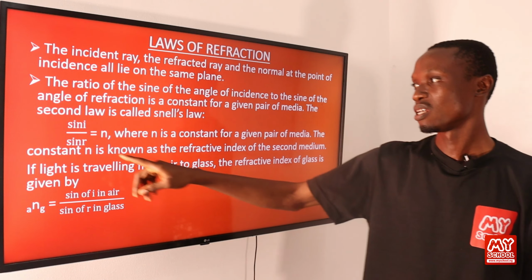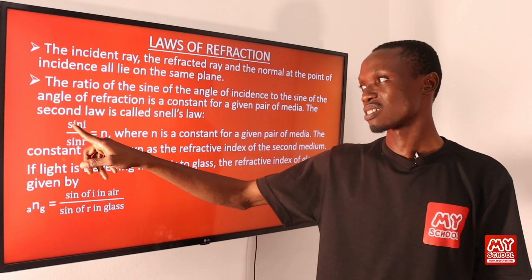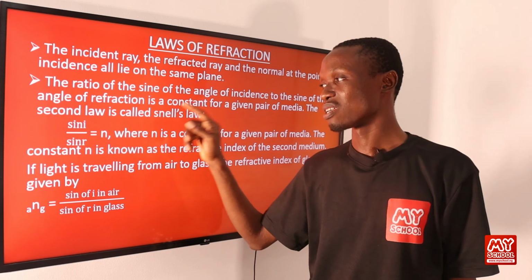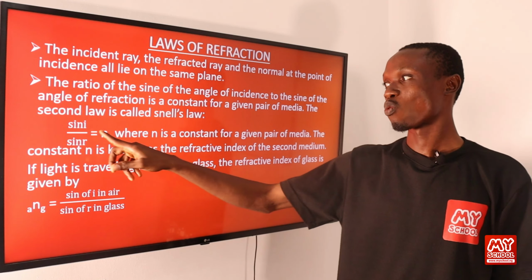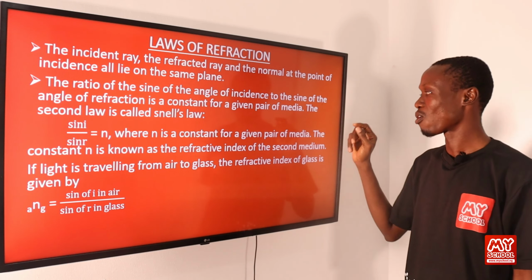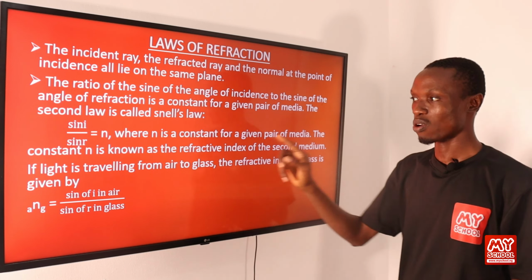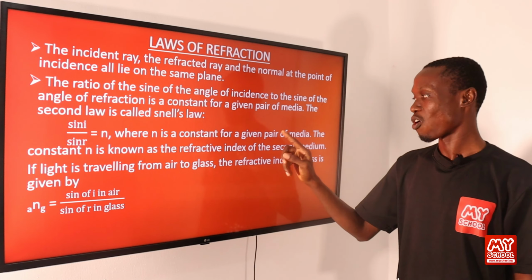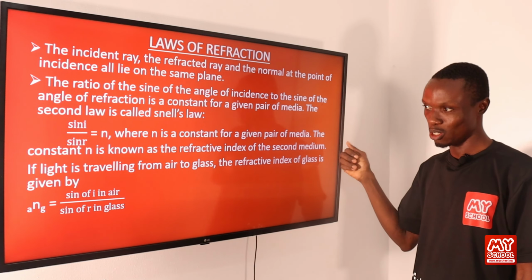So mathematically, Snell's law is stated as sin i, that is the sine of the angle of incidence, all over sin r, the sine of the angle of refraction, is equal to n, where n is a constant for a given pair of media. So the constant n is known as the refractive index of the second medium.